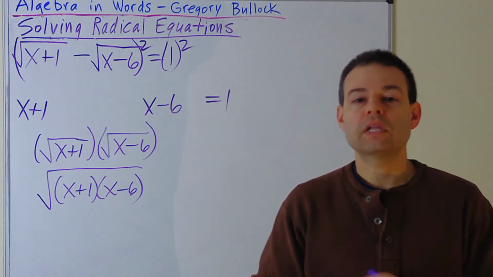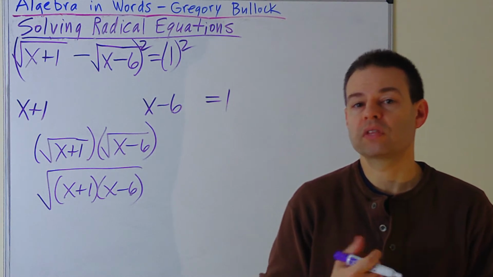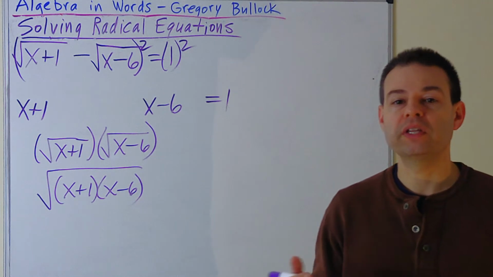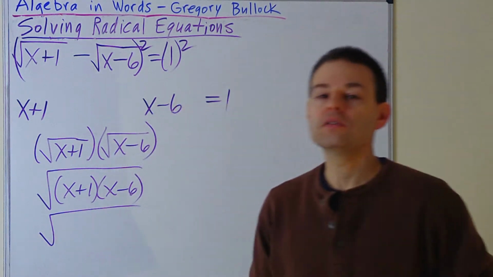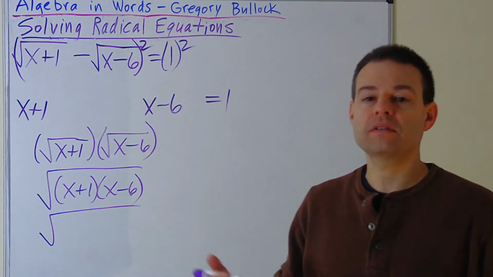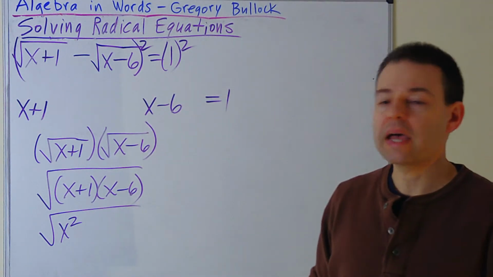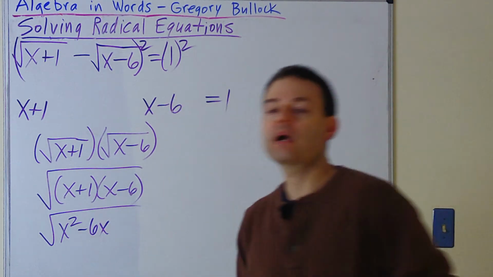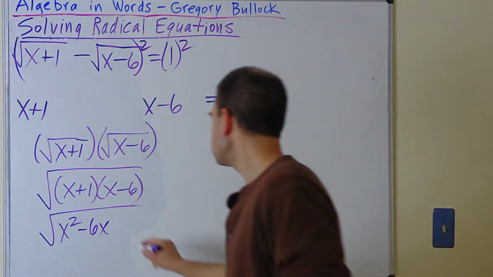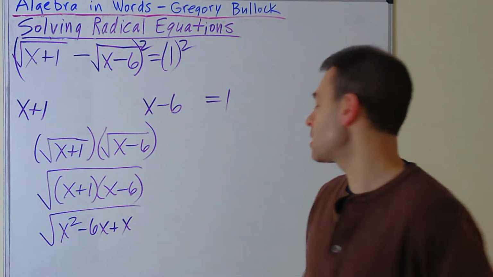And this is not new to you. This is just foiling two binomials. So that's what we're going to do. Let's just FOIL it and keep it under the radical. So product of the first, x times x is x squared. Product of the outside is negative 6x. Product of the inside is 1x. And product of the last terms is negative 6.